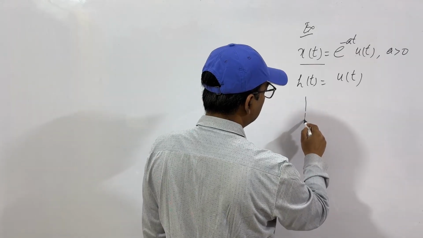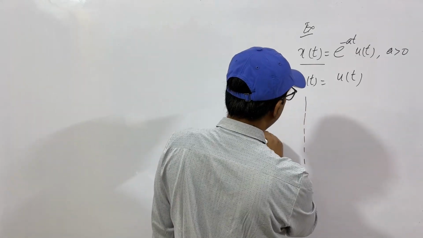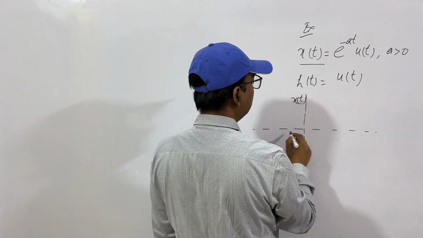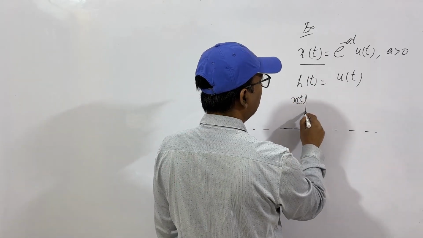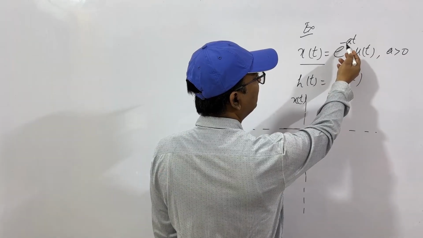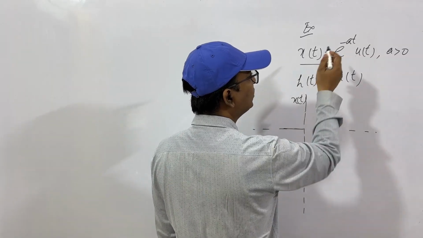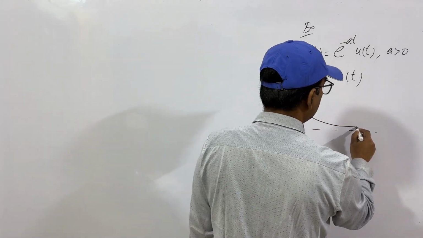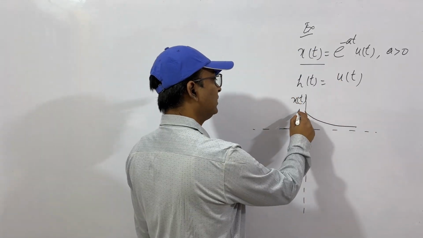What are these signals? I am plotting them here. First is your x(t). What is the x(t) signal? Below 0 it is 0. It will be maximum at t equal to 0, where it will be 1. So this is 1, and then it decreases exponentially. This is your x(t) signal.